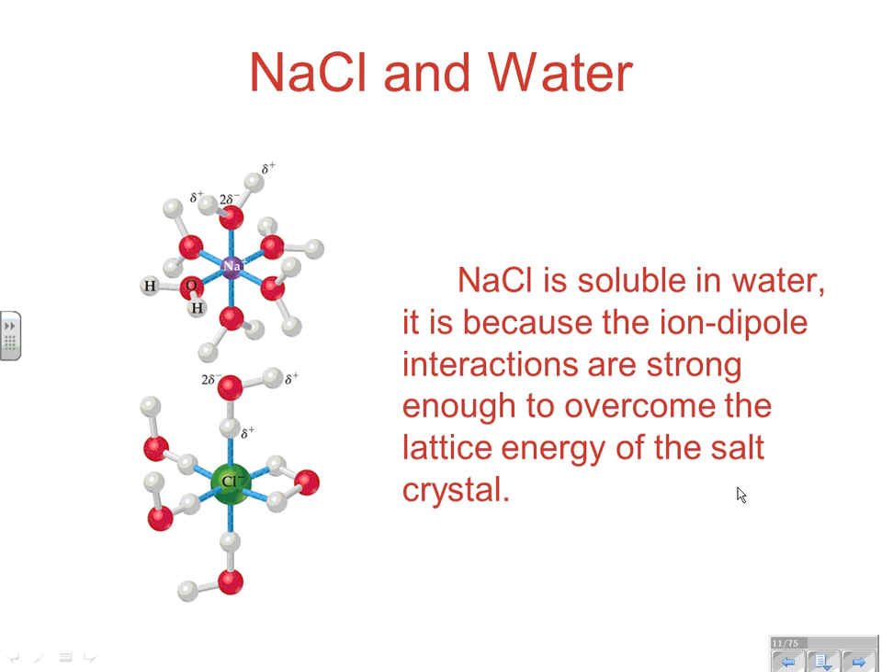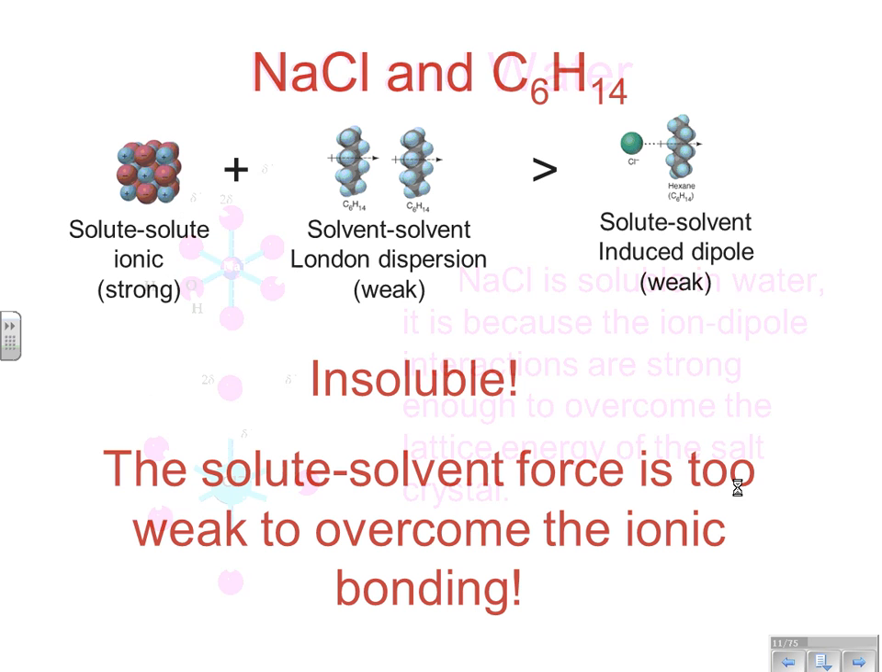Now NaCl is soluble in water, and that's because the ion-dipole attraction is strong enough to overcome the lattice energy of the salt. The other substance we have to break apart is the water molecules themselves, but the lattice energy of NaCl is significantly stronger than that. So what really happens is the attraction between the ion and the dipole in water must be strong enough to overcome the attractions of the water molecules to each other and the ions to each other.